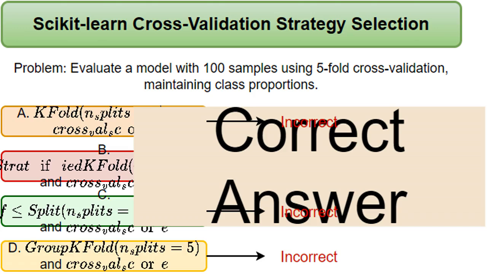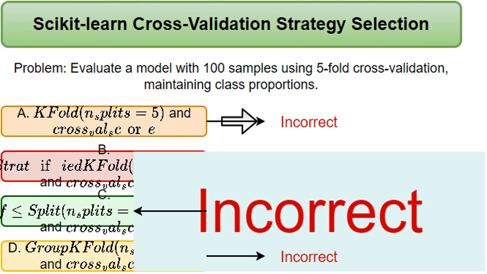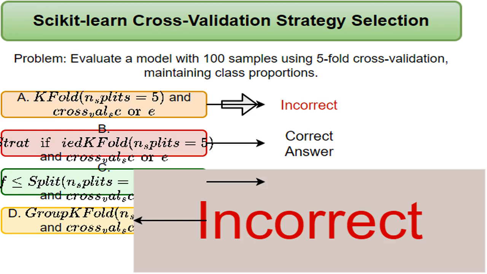Option B is correct because it uses stratified k-fold, which is the perfect technique for maintaining class proportions across folds, as requested in the problem statement. Incorrect because it does not guarantee stratified sampling. Incorrect because it does not guarantee equal-sized folds or stratified sampling. Incorrect because group k-fold is only necessary when you have data groupings that need to remain intact during the data splitting process.